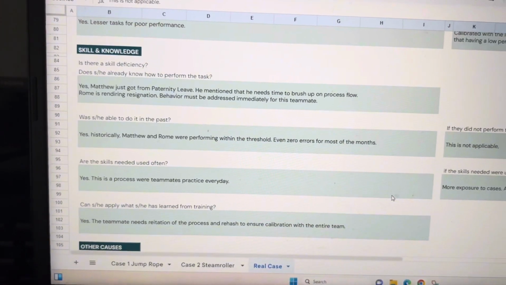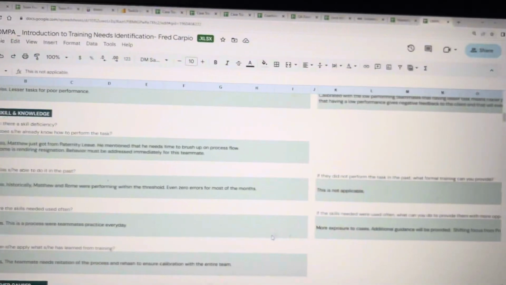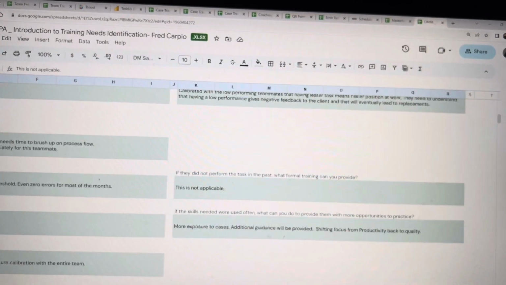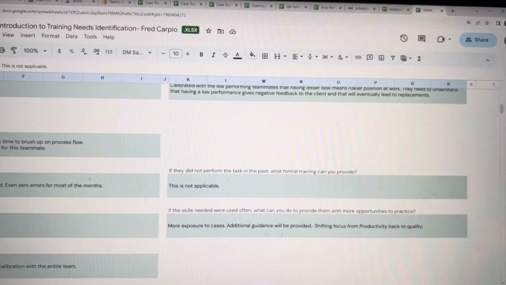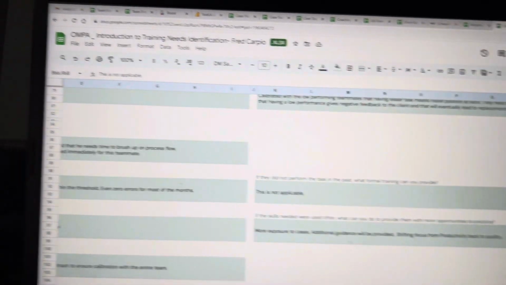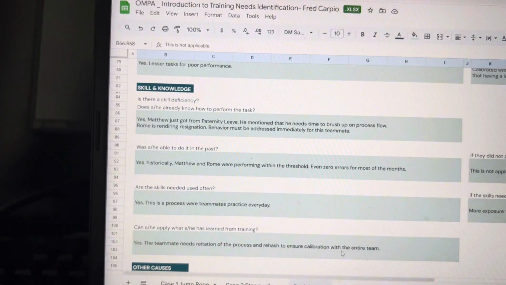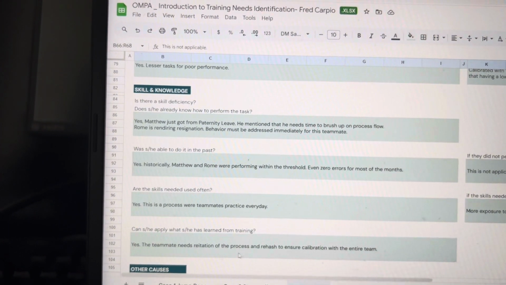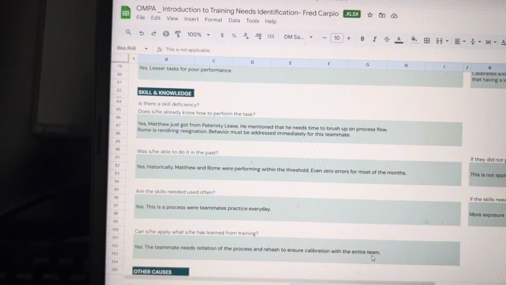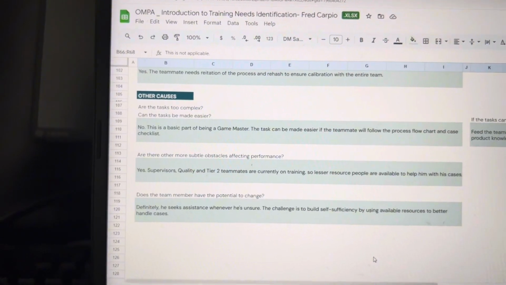Are the skills needed used often? Yes, this is a process where teammates practice every day, and with more exposure to cases, additional guidance will be provided, shifting focus from productivity back to quality, definitely. And yes, the teammate needs reiteration of the process and a rehash to ensure calibration with the entire team. So there are definitely other causes as well.